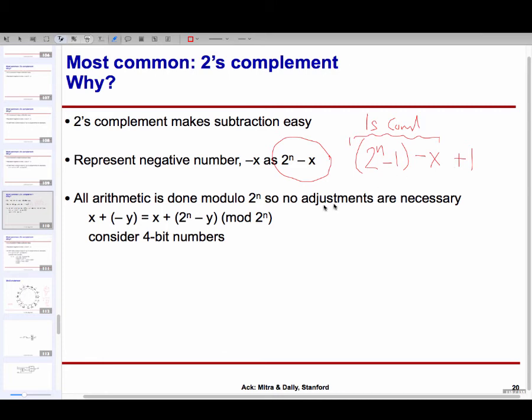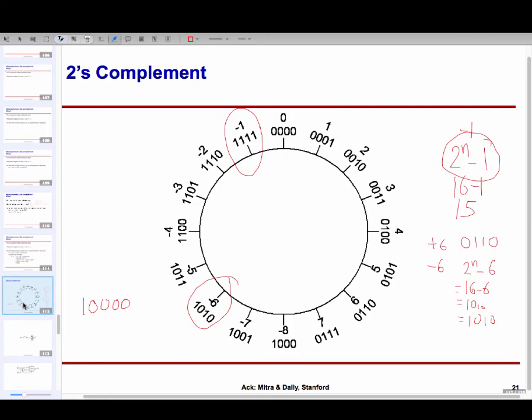Okay, let's go back to our slide. I gave you 1011, and I'm asking you, what's the magnitude for this? So what we do is we take the ones complement, which is 0100, and we add plus 1 to it, which would be 0101. Voila, that's the magnitude.